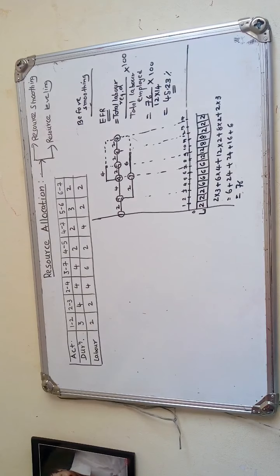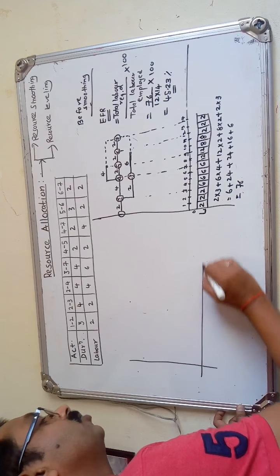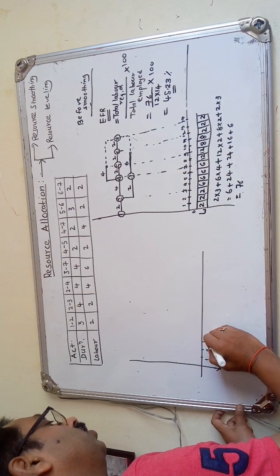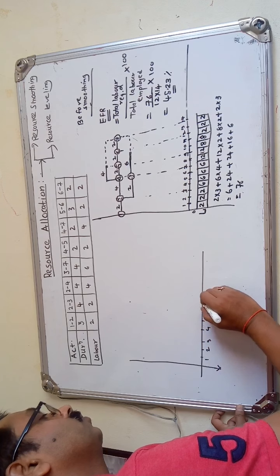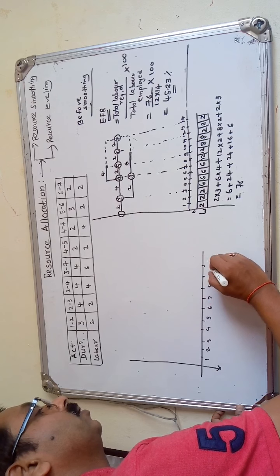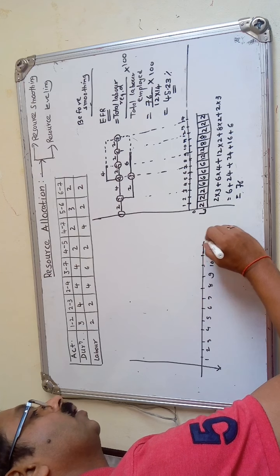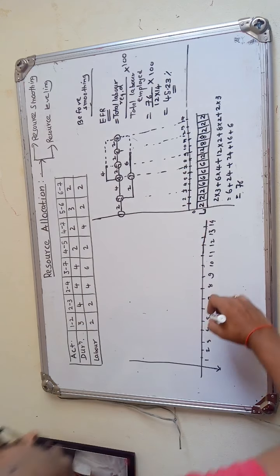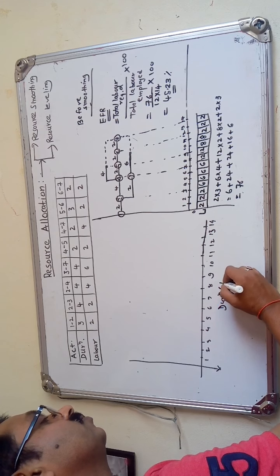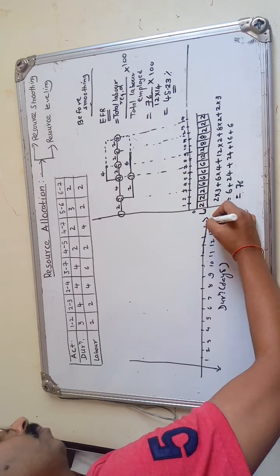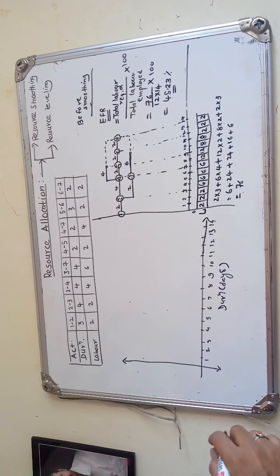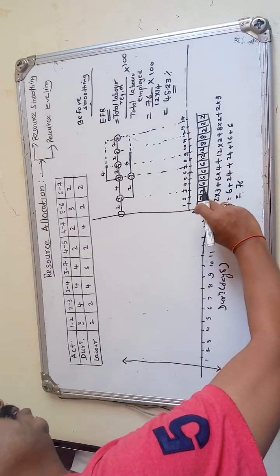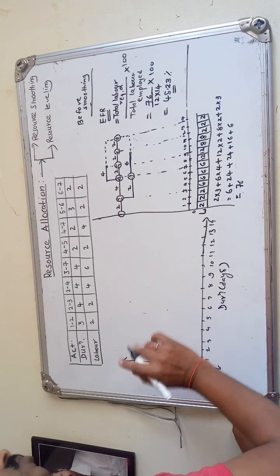So 14 days is the duration: 1, 2, 3, 4, 5, 6, 7, 8, 9, 10, 11, 12, 13 and 14. We mark the duration in days on the x-axis, and the labor required we have to plot. For the first 3 days we require 2 labors. Maximum we have 12. Right?